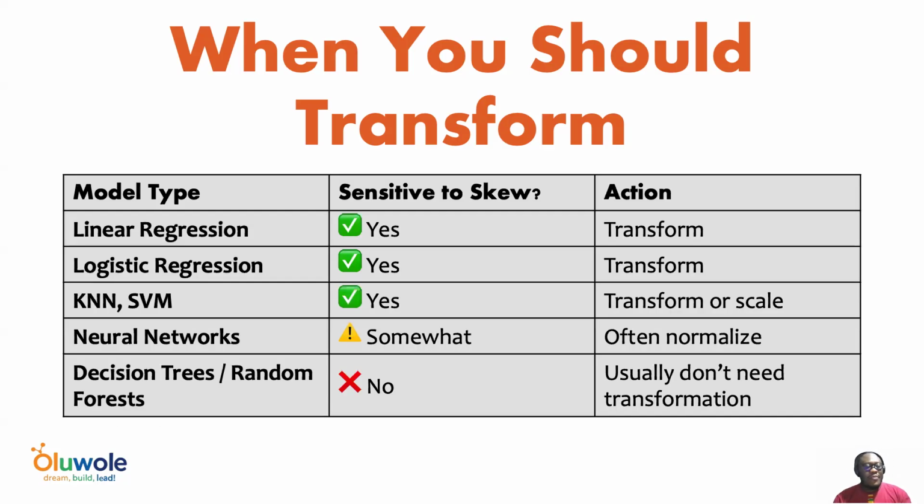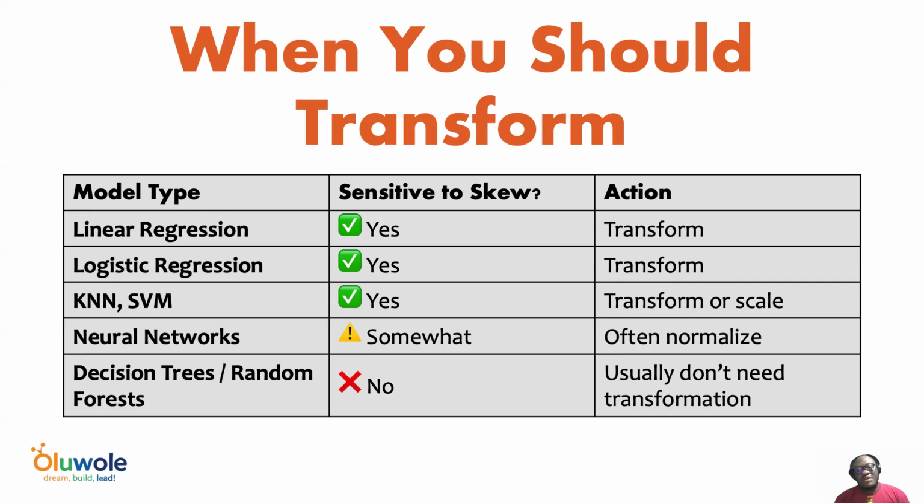And look at this model type. When you have any linear model, the first thing you need to know is that all linear models are very, very sensitive to skewness. So you need to transform. I gave you an example, your linear regression model. You need to transform. The same thing with your logistic regression model. You can see, so sensitive to skew, yes, you need to transform. Then you have your k nearest neighbor and your support vector machine. They also do the same thing. You need to transform or scale.